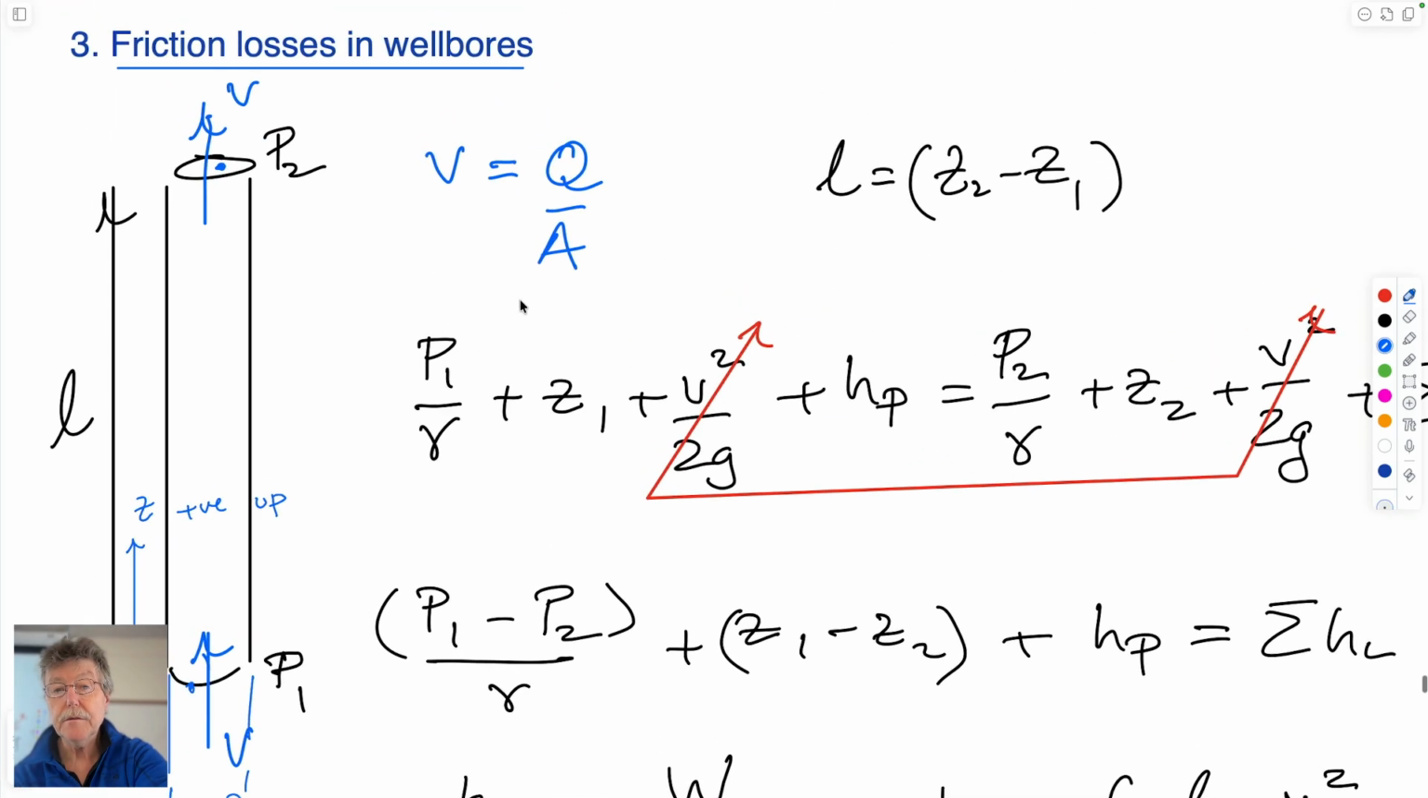Then you can just write the behavior in terms of simple relationships. So the velocity is equal to the volumetric flow rate divided by the cross-sectional area of the pipe, or Q is equal to the velocity in the pipe multiplied by its area. The length is just the difference between the top and bottom of the pipe.